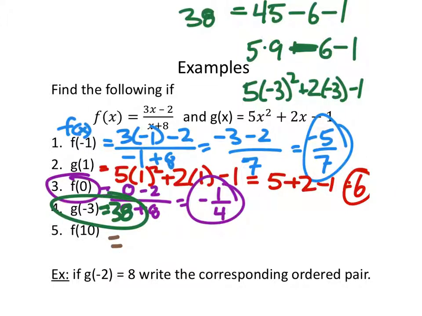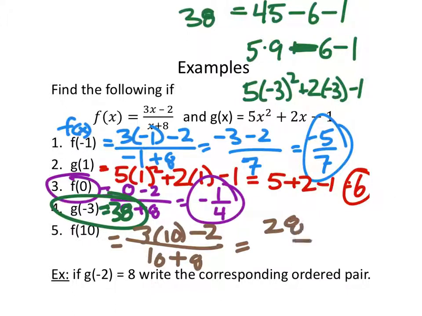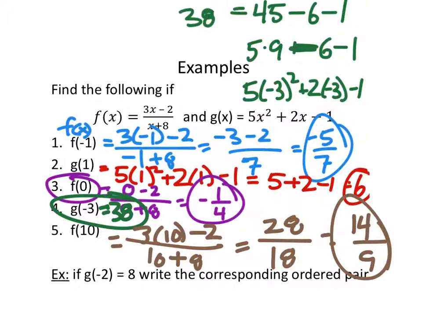So we got 3 times 10 minus 2 over 10 plus 8. So what do we get? I'm skipping a few steps, but 28 over 18. And then we would have to simplify this. We get 14 over 9. I like improper fractions more than mixed numbers. Maybe you like mixed numbers. Whatever.